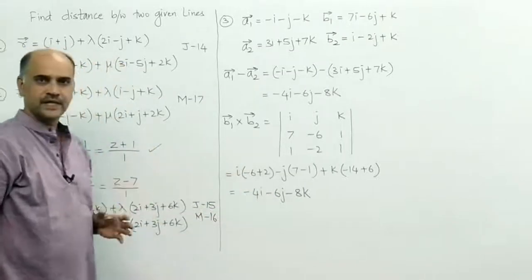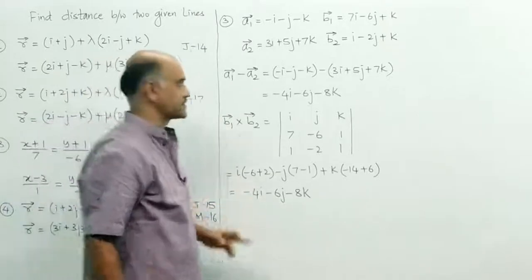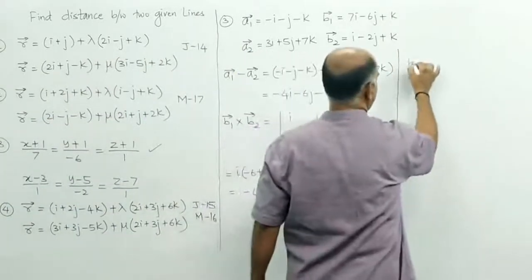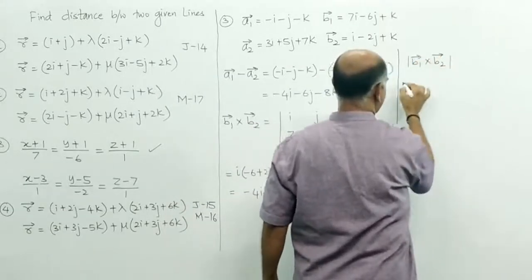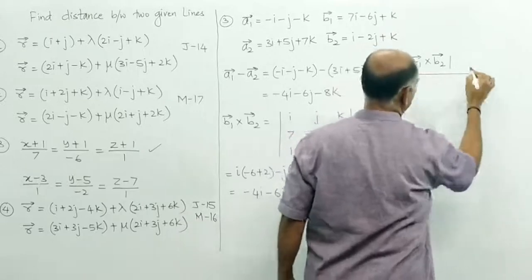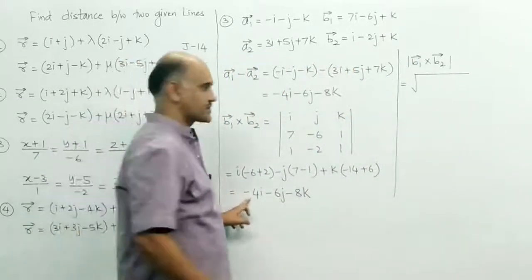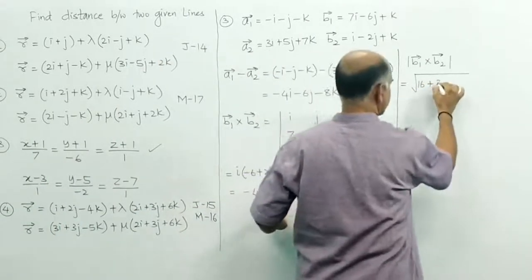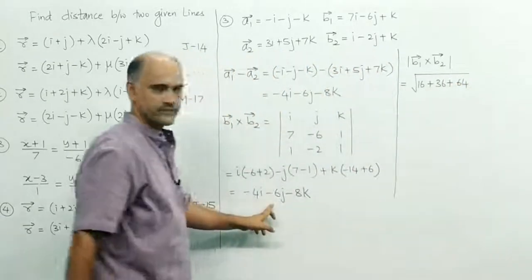Second step. Now in third step you find the magnitude of this. So in third step magnitude I will take. So magnitude of B1 cross B2 is equal to root of. So 4 square or minus 4 square is plus 16, plus 6 square is 36, 8 square is 64.